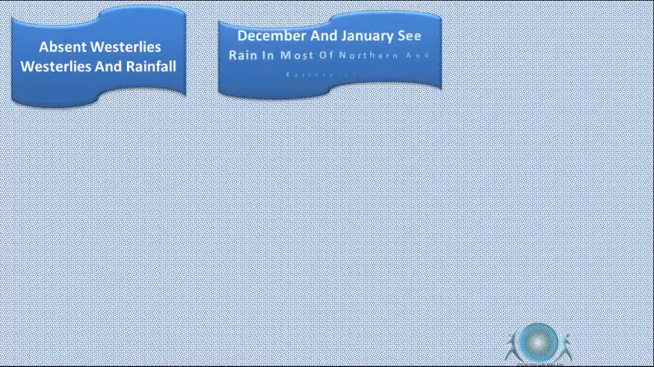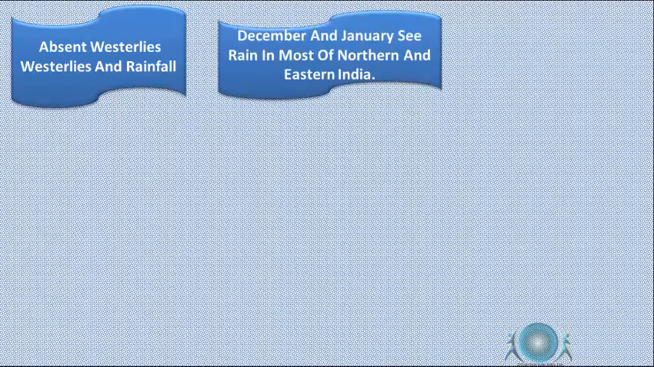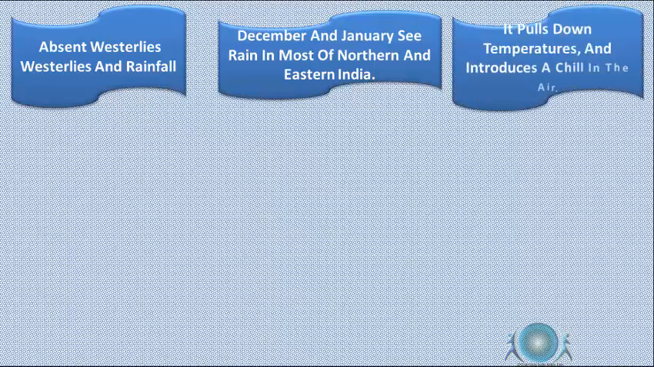Another climatic effect that is seen is the absent westerlies and the rainfall. The last week of December and first week of January normally see rains in most of northern and eastern India. It pulls down temperatures and therefore introduces a chill in the air also.